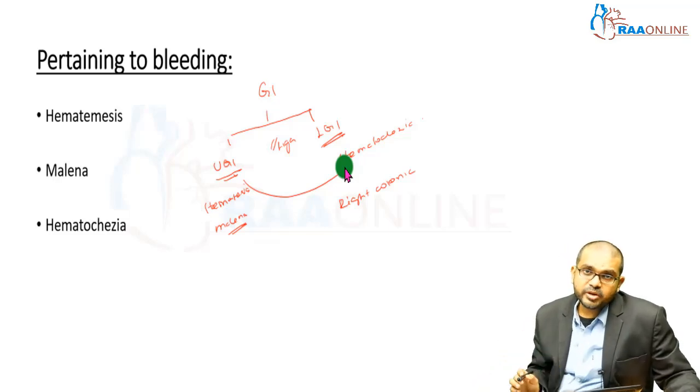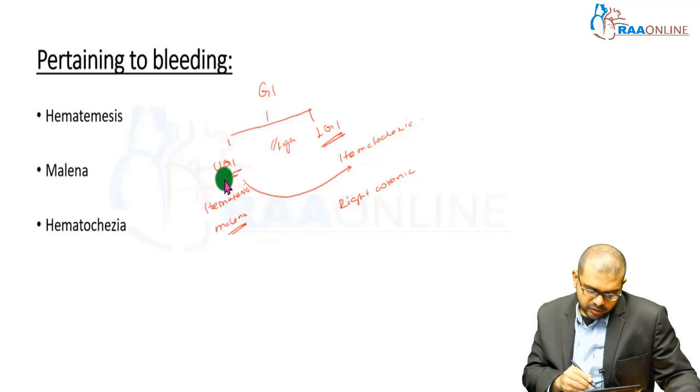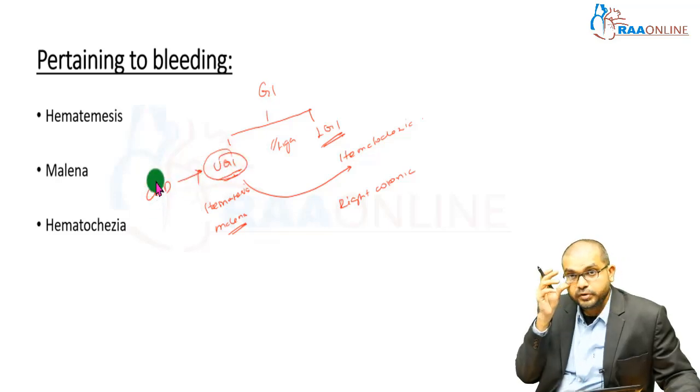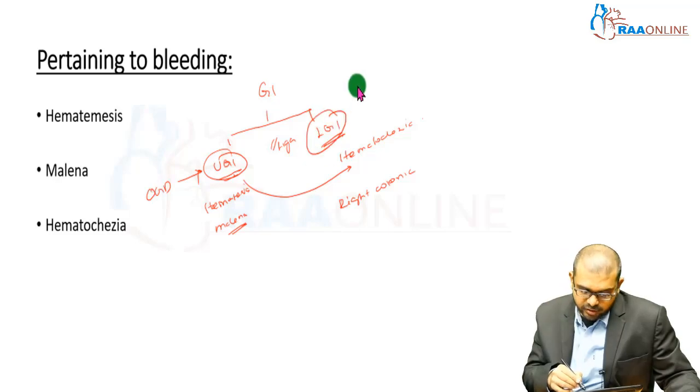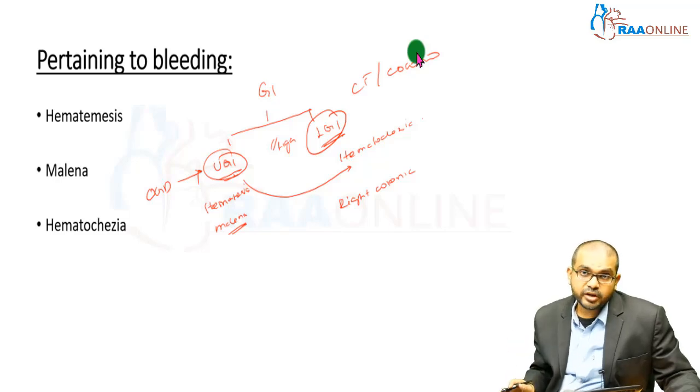But why is it very important to differentiate? Because if it is an upper GI bleed, it is stabilization and OGD scopy. If it is a lower GI bleed, it is stabilization and CT angio or colonoscopy. So that is why, pertaining to bleeding, it is very important.